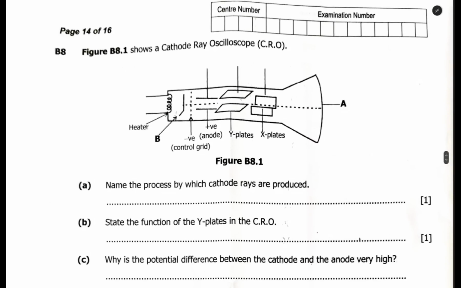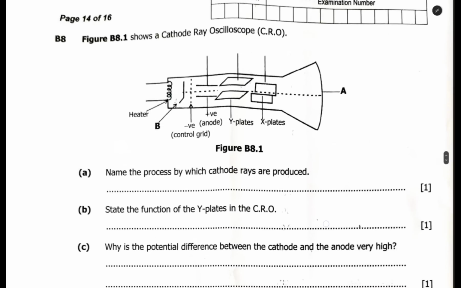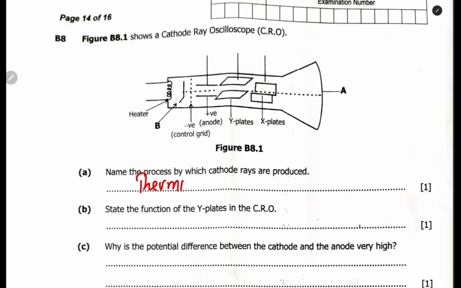So B8, figure B8.1 shows a cathode ray oscilloscope, CRO, as you can see in the diagram right here. Name the process by which the cathode rays are produced. So this one is called thermionic emission. Thermionic emission is the process by which cathode rays are produced. Cathode rays are just a stream of electrons that is produced from the hot cathode there. Okay, and you need to know the heating process and all that.